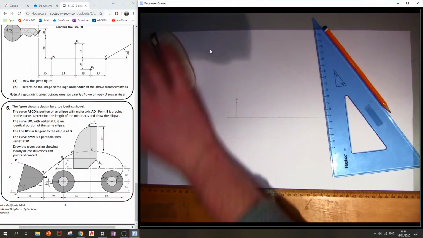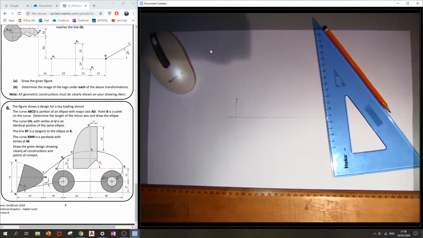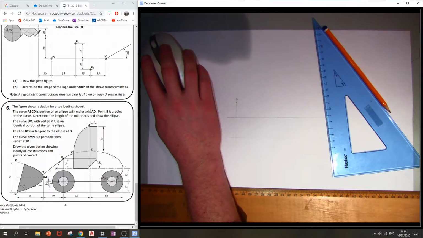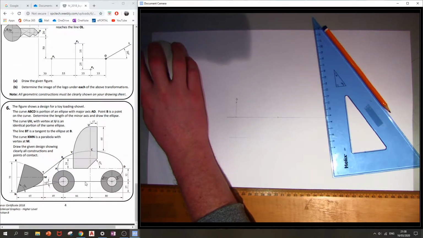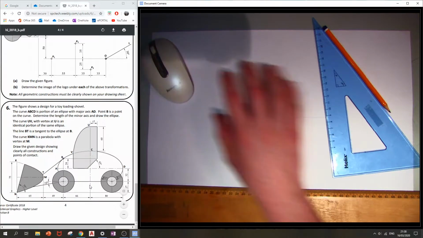Now, okay lads, so I'm going to look at the 2018 question 6. It's the ellipse question. And I'm going to work my way through it and talk about the different principles that we need to know in order to solve this question.